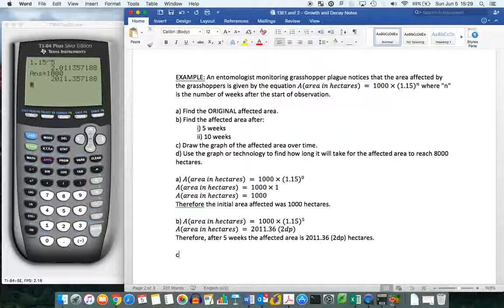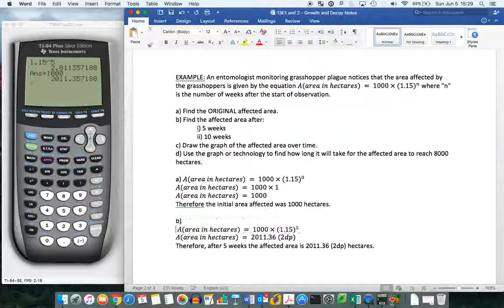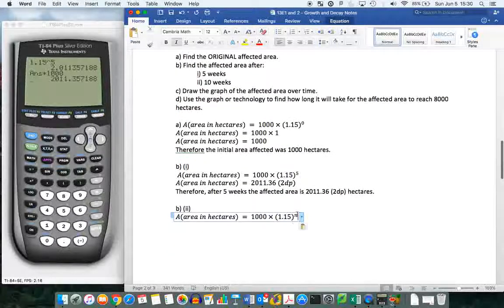Done. C. Oh, sorry, that was B part 1. I need to number that correctly. B part 2. So now it's asking what the area is going to be after 10 weeks. So the only difference here is you're substituting in 10.